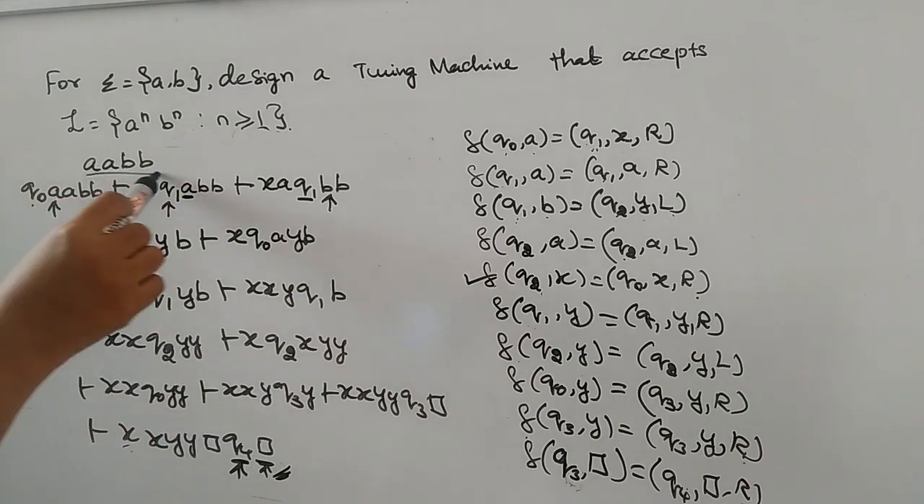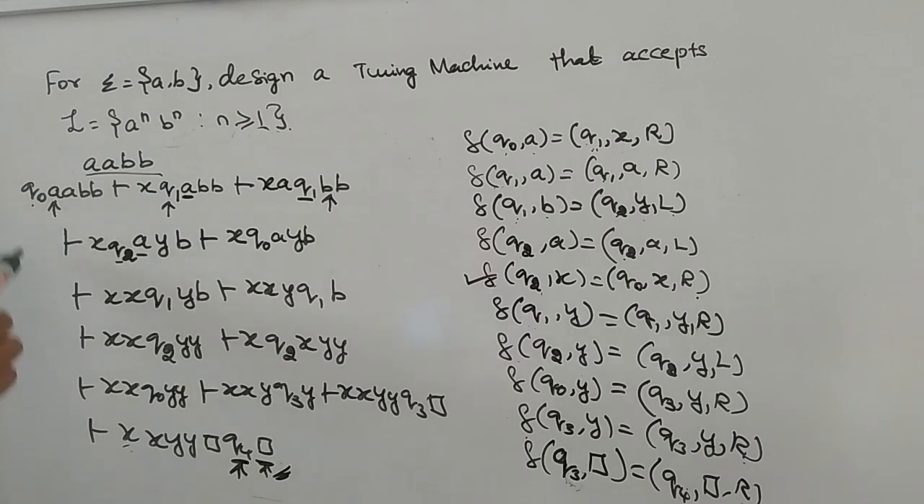Then we have taken one input string. According to the input string we have written the sequence of moves, and here we have proved that the number of A's is equal to the number of B's, since it reaches the final state Q4 and the read-write head is pointing to the blank symbol, right?